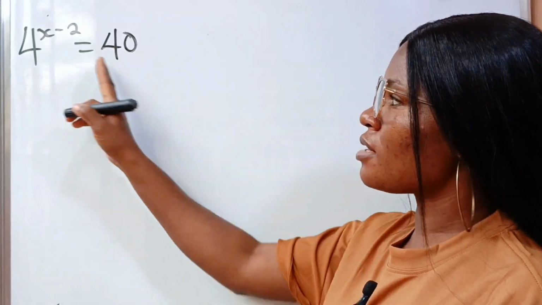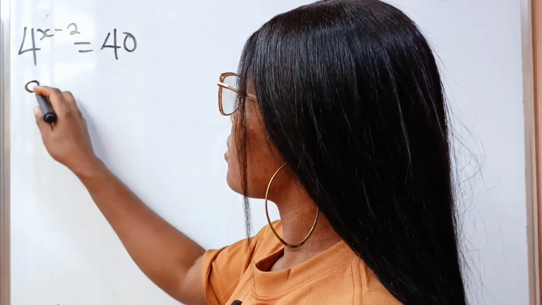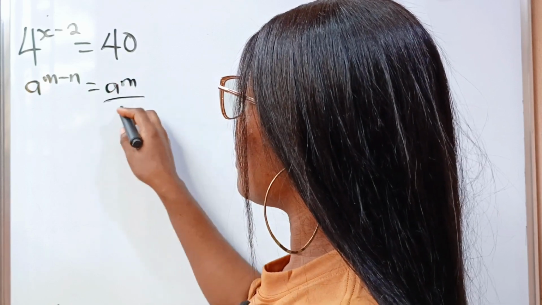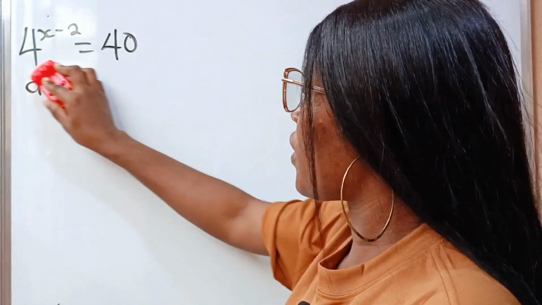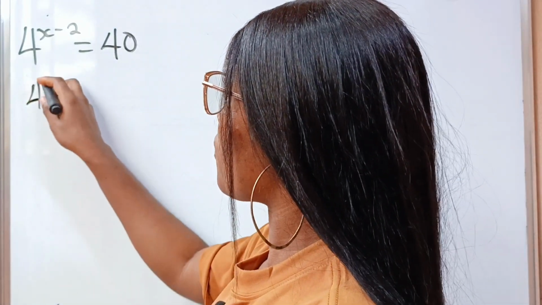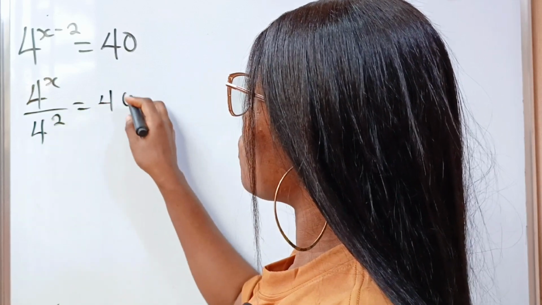Hello, amazing friends. Let's solve for the value of x. Recall that when you have a to the power of m minus n, that is equal to a to the power of m divided by a to the power of n, according to our laws of exponents. So that means that we can write this as 4 to the power of x divided by 4 to the power of 2 is equal to 40.